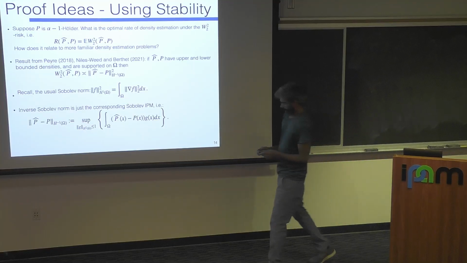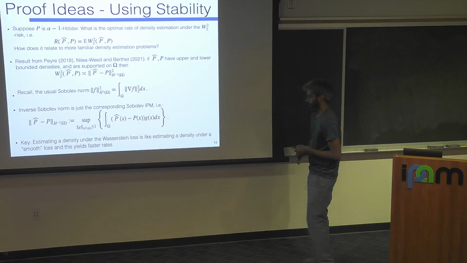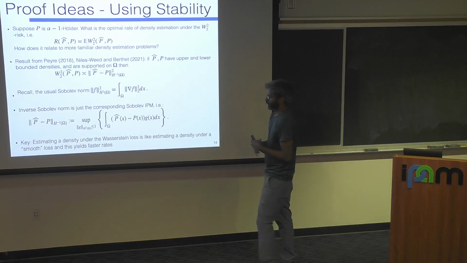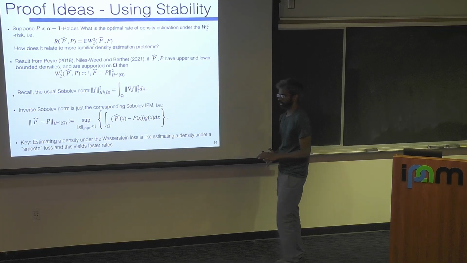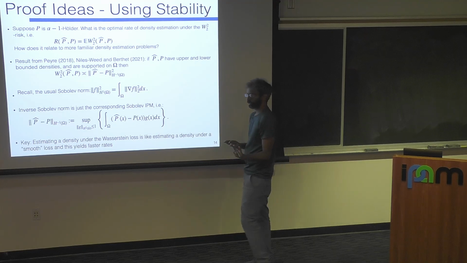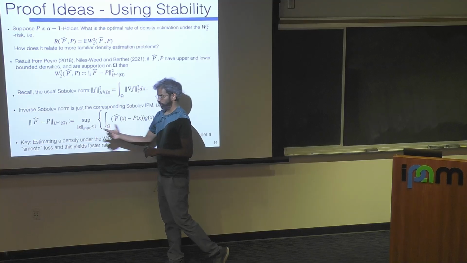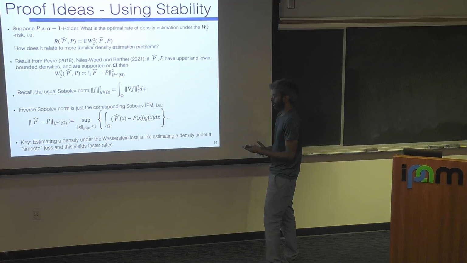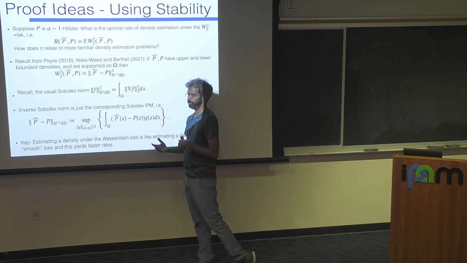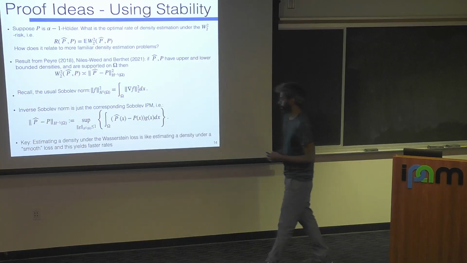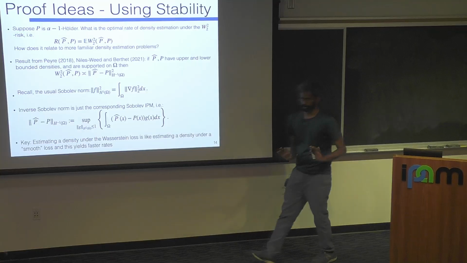And this maybe is one way of understanding why you get the rates that you get. As I pointed out, the rates for estimating a transport map are faster than usual non-parametric rates. The reason for this is that estimating the transport map is roughly equivalent to estimating the density under the Wasserstein loss. Estimating the density under the Wasserstein loss is like estimating a density not in the usual, say, L2 loss, but rather according to some smooth loss. And so this is why you get this alpha minus 1 upgrade in the rates.